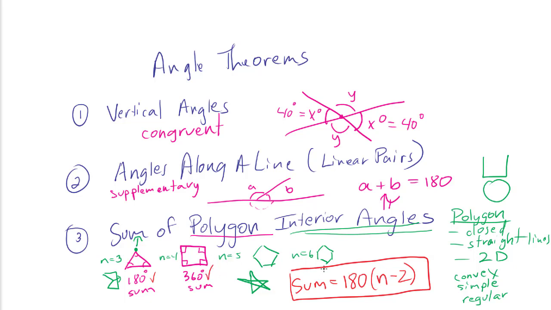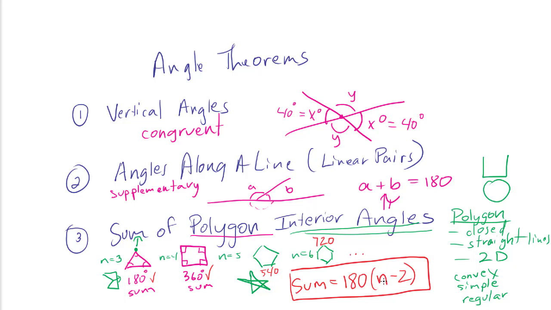And now I can figure out from this formula a 5-sided polygon, a pentagon. What's the sum of interior angles? Well, it's 5 minus 2, 3 times 180, or 540. For a hexagon, it would be 6 minus 2, or 4 times 180, 720, and so on and so forth. I can calculate the sum of interior angles.